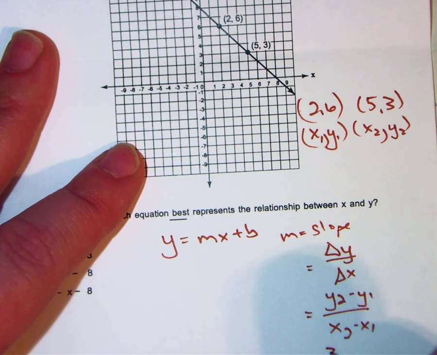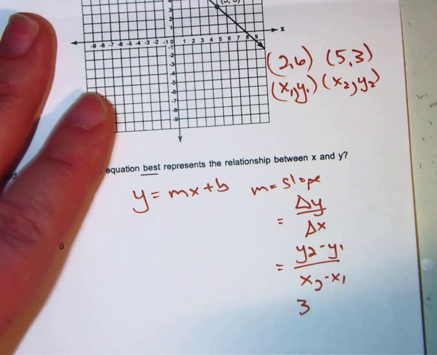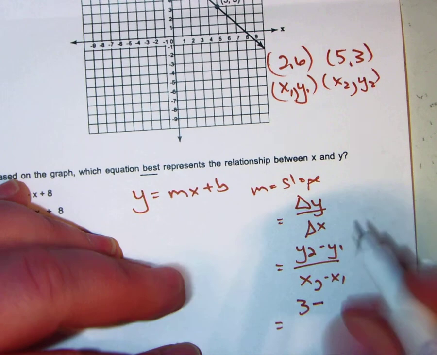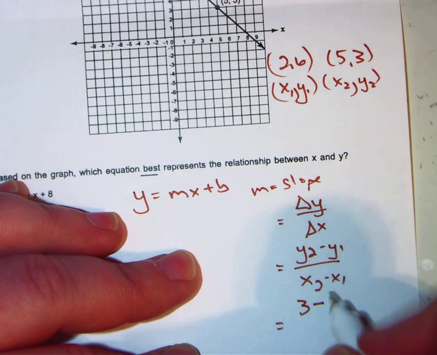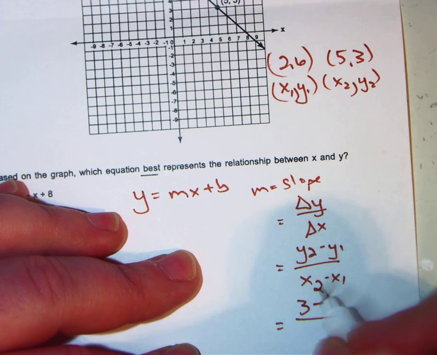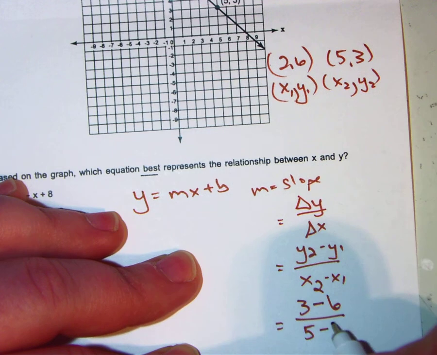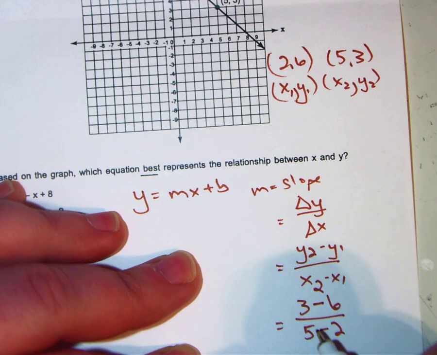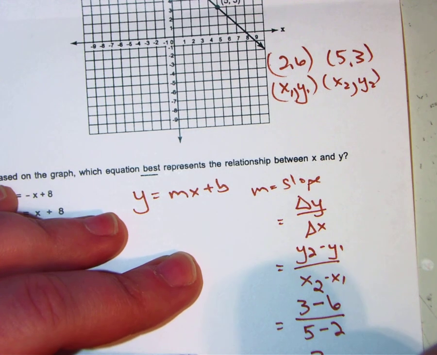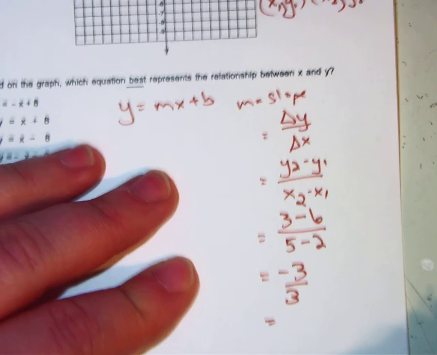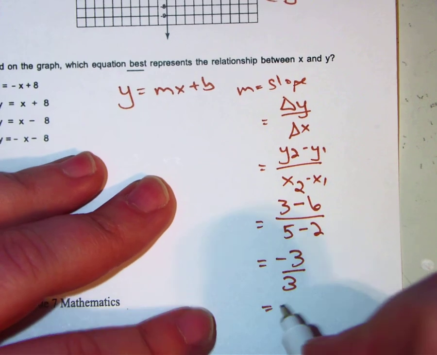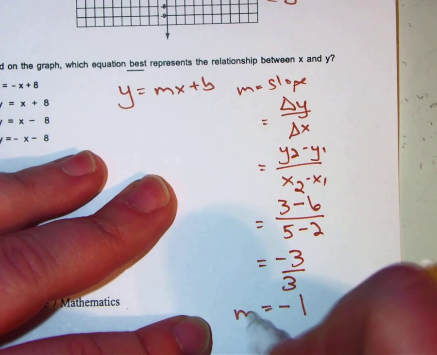So you've got 3 minus y1, which is 6. 3 minus 6 over x2, which is 5, minus x1, which is 2. Okay, so 3 minus 6 is negative 3, and 5 minus 2 is positive 3, so that leaves you with negative 1. So your slope equals negative 1.